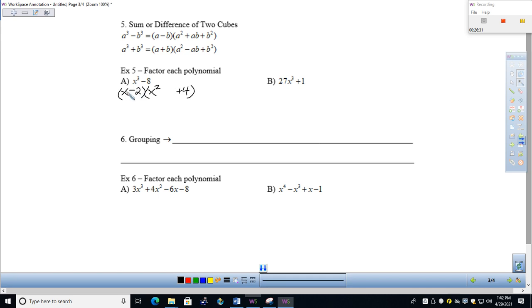You take these two guys in the linear pair, and you multiply them together. X times 2 is 2x. Whatever sign this is right here, this is the opposite. So if that's minus, that's plus. So here's how you get that middle term. Multiply linear pair together, and then it's the opposite sign.